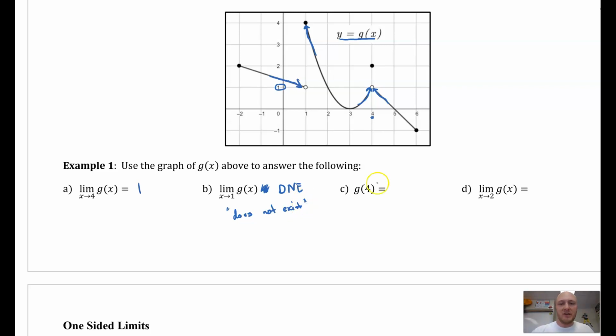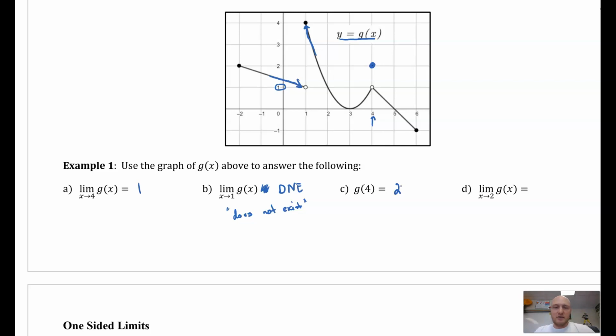All right, the next one. We'll go ahead and look at g of 4. Well, this is just a function value. So if I go to my graph and I say, okay, here's 4, what is the y value at 4? Here's my closed dot. This is what this actual value is, and that's at 2. So different than the limit, okay? And we'll talk about what those implications are later on in this unit.